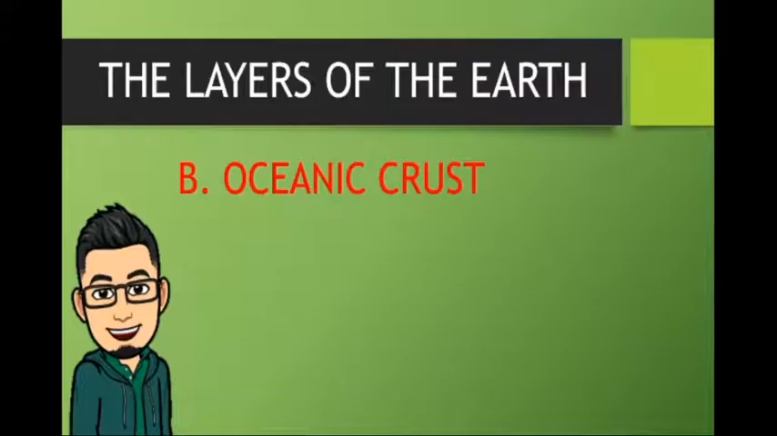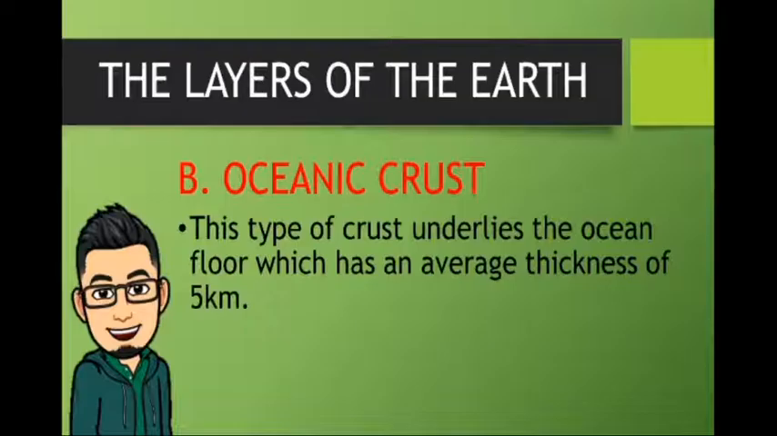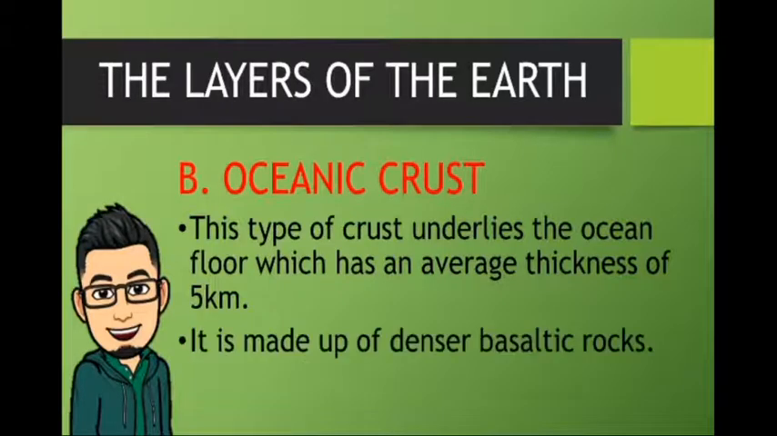So the second type, we have the oceanic crust. So this type of crust underlies the ocean floor, which has an average thickness of 5 kilometers, and it is made up of denser basaltic rocks. So basaltic rocks are also kind of igneous rocks, which are again formed through the solidification of magma and lava. And to compare oceanic crust and continental crust, so kapag ikaw ay matatagpuan sa ocean floor, basically, you are oceanic crust. And kapag naman ikaw ay hindi matatagpuan doon sa oceanic crust, so ikaw ay continental crust.